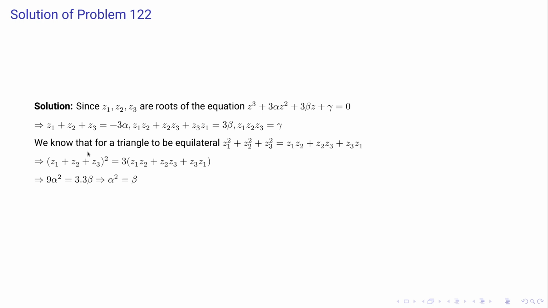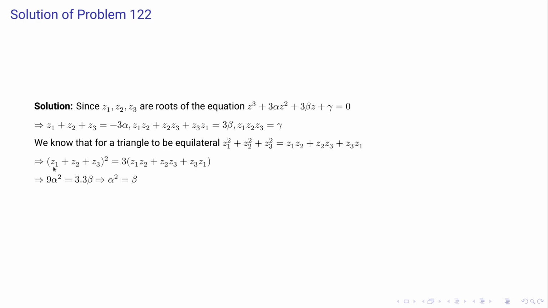So now we know the condition for a triangle to be equilateral is Z1 square plus Z2 square plus Z3 square is equal to Z1 Z2 plus Z2 Z3 plus Z3 Z1. So we add 2 Z1 Z2 plus 2 Z2 Z3 plus 2 Z3 Z1 on both sides. So left hand side will become Z1 plus Z2 plus Z3 whole square is equal to 3 into Z1 Z2 plus Z2 Z3 plus Z3 Z1.